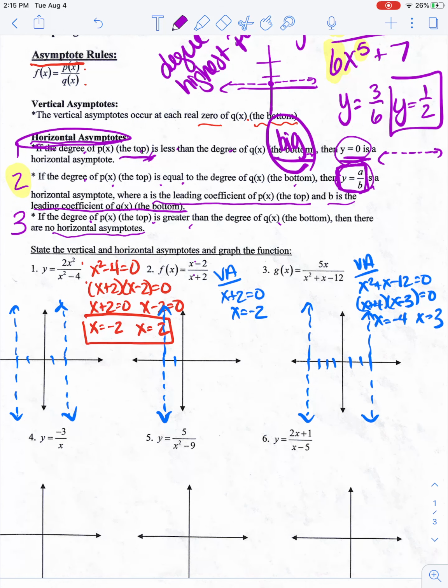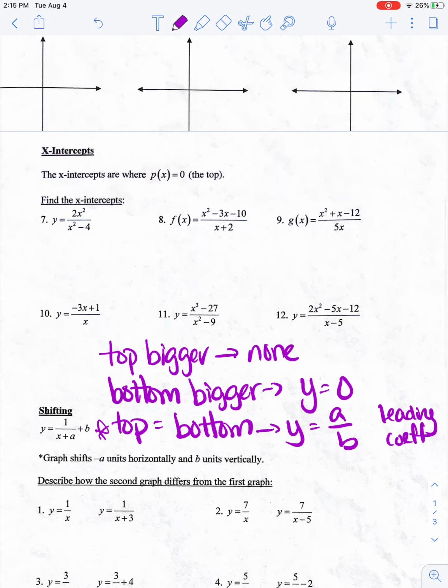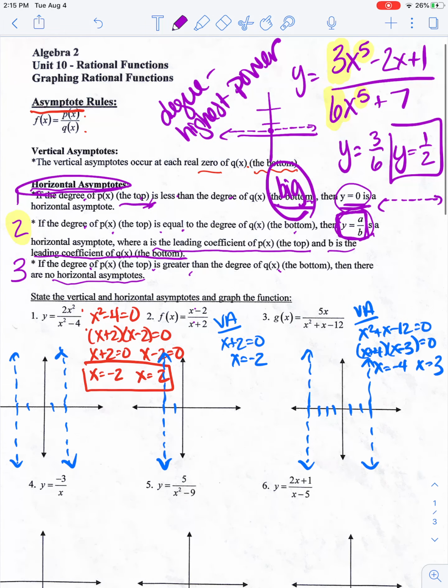Okay, so now when I look at number 1, I'm looking at my degrees, and the degree of the top is a 2 and the degree of the bottom is a 2, which means they are the same. So I'm y equals a over b. So for my horizontal asymptote, I'm y equals the leading coefficient of the top over the leading coefficient of the bottom, which is 2 over 1, which is a 2. So I now come in here and draw a horizontal asymptote at 2.